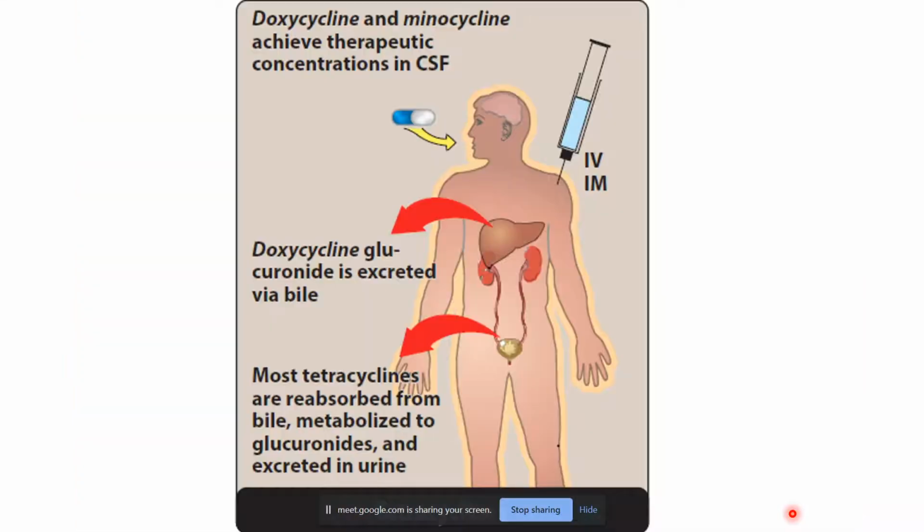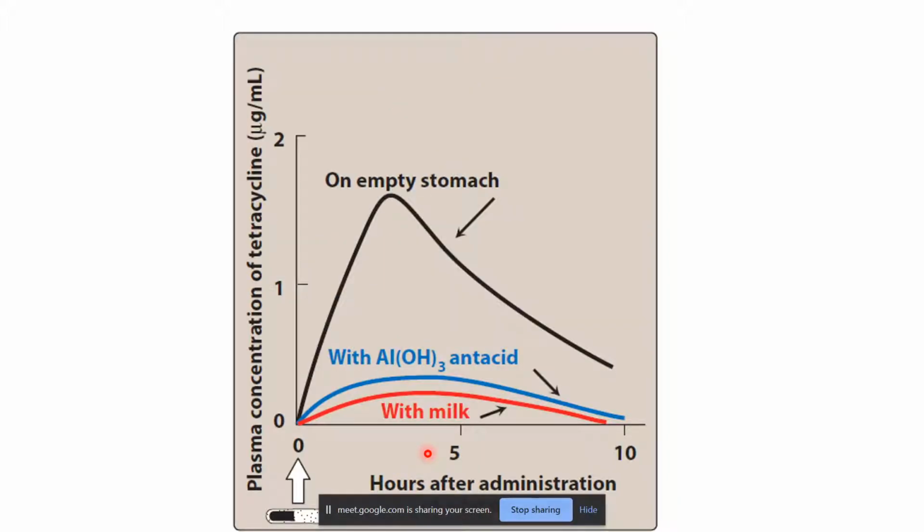So this is the bacterial spectrum, and then the ways of administration include enteral, so doxycycline and tetracycline are available orally. Then they are also available as intramuscular and intravenous injections. The excretion is by the bile for doxycycline, and the other tetracyclines are excreted by the urine.